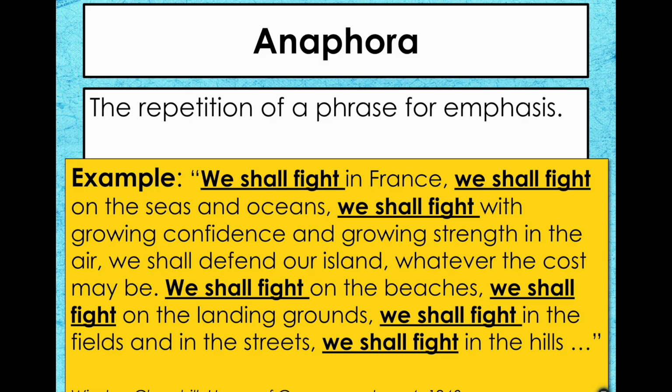And again, we would then ask ourselves, why is it important to repeat this phrase, we shall fight? And then what ultimately is Winston Churchill trying to accomplish through this repetition? And that starts bringing us to that final component of a rhetorical analysis, okay? We are putting all the puzzle pieces together at this point.